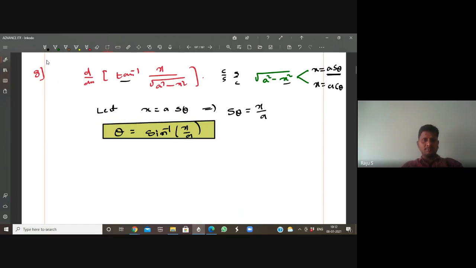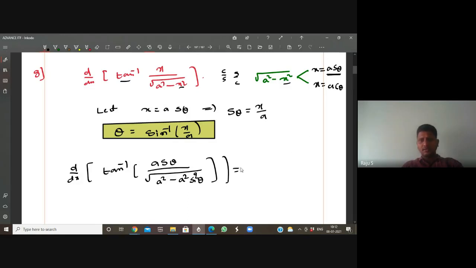Fine. This is theta value. Now when we substitute here, d by dx of tan inverse of a sine theta by root over a square minus, replacing x by a sine theta, a square sine square theta. So this is equal to d by dx of tan inverse of a sine theta. And see here, what is the common in the denominator? A square is common, then 1 minus sine square theta will be cos square theta.